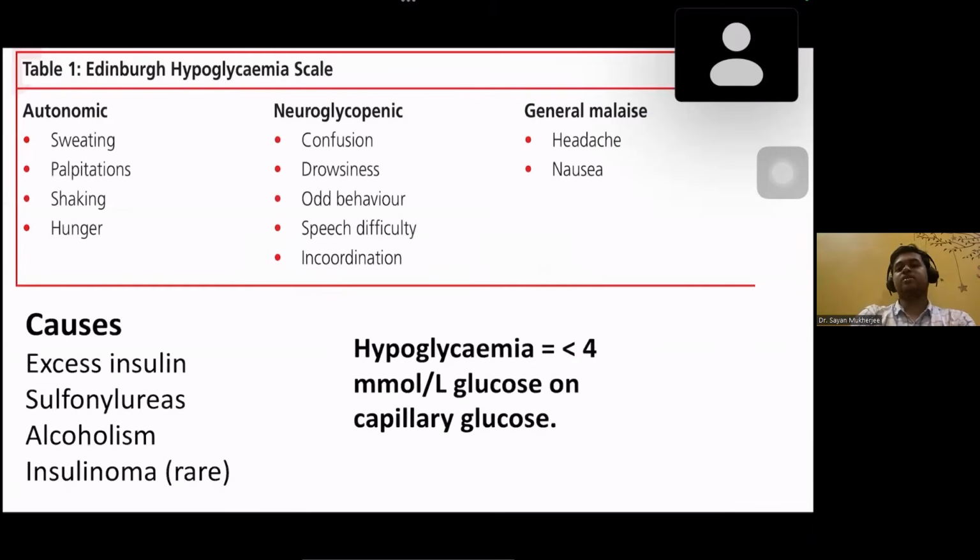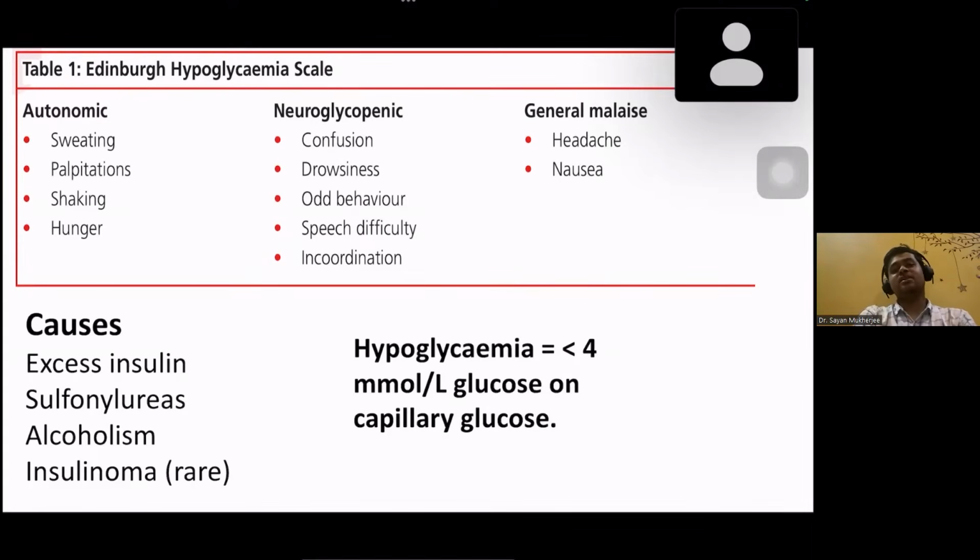Many patients will come to you with unconsciousness, and you'll ask the family members. They'll tell you that he takes some medicine for his diabetes, or maybe he takes insulin. Generally, what happens is these patients have taken their insulin or their sulfonylureas, and they have not eaten adequately. So they land up in hypoglycemia, and that can cause certain symptoms, which I've listed here. It's called the Edinburgh hypoglycemia scale. So basically, it's the common symptoms that you see in a hypoglycemic patient.